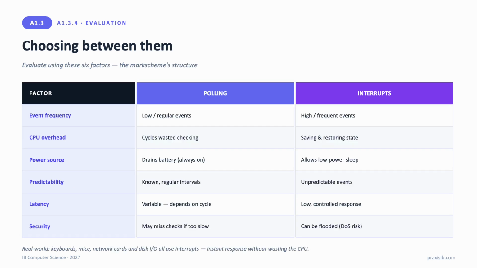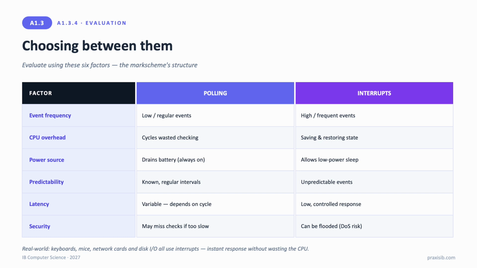So, which should you choose, polling or interrupts? The exam wants you to evaluate this properly, and the cleanest way is to walk through these 6 factors, which is exactly how the mark scheme is structured. So let's go across the table. The first one is event frequency. If events are rare or happen at regular known times, polling is fine. If they are frequent, interrupts win. The second, CPU overhead. Polling wastes cycles checking, interrupts spend their effort saving and restoring state instead.